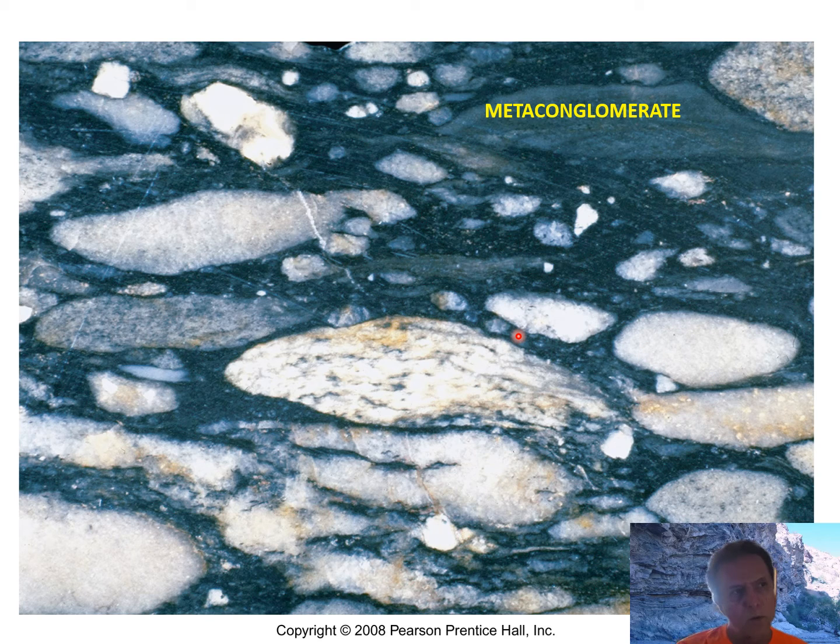Here's a conglomerate, which you know is a sedimentary rock that you might find from a cemented, buried, and compacted river channel or gravel bar. And as you can see here, the grains or the cobbles within the conglomerate have been squashed, flattened, and lengthened.